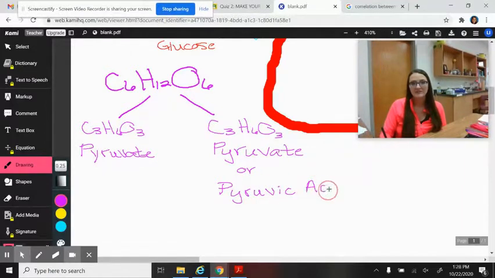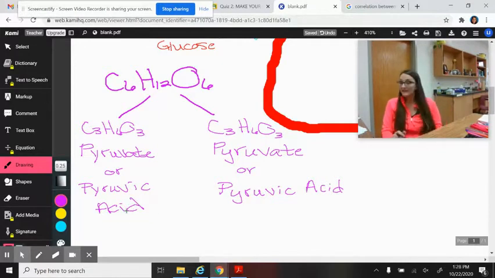That way we don't get confused at all. There we go. Same thing over here, right? Or pyruvic acid. Pyruvic acid, ACID. Okay, so that's the process.